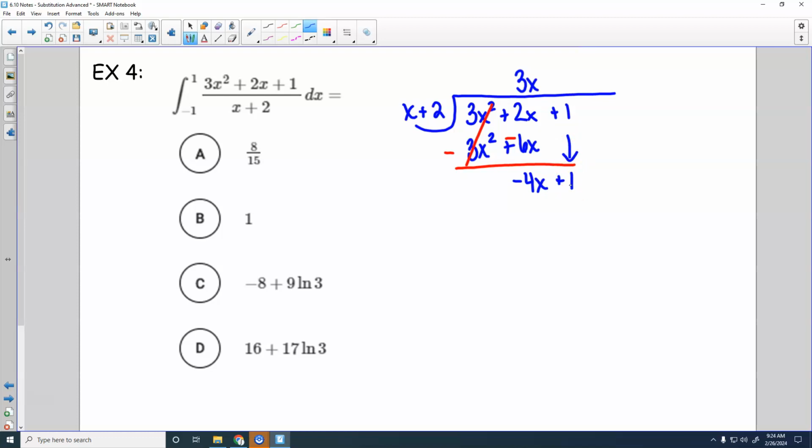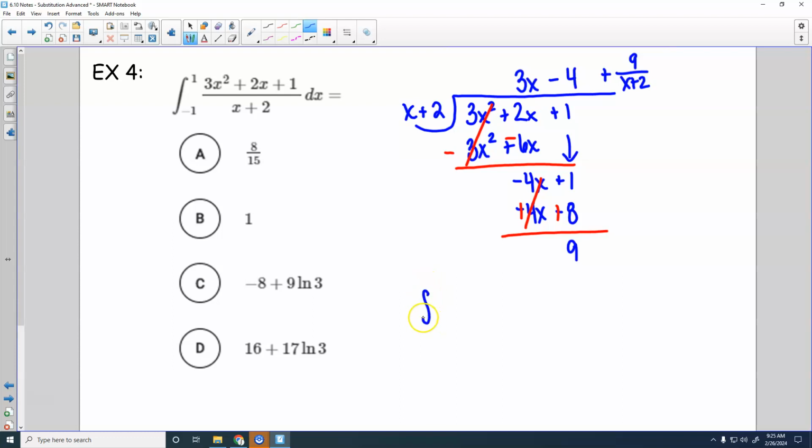Then we need to ask ourselves, what times x gives us negative 4x? That will be negative 4. So negative 4 times x is negative 4x, and negative 4 times 2 is negative 8. We are subtracting, which actually is going to look like adding here because both of those things are already negative. This cancels, and we'll get a 9 right here. So this can be written as 3x minus 4 plus 9 over x plus 2.